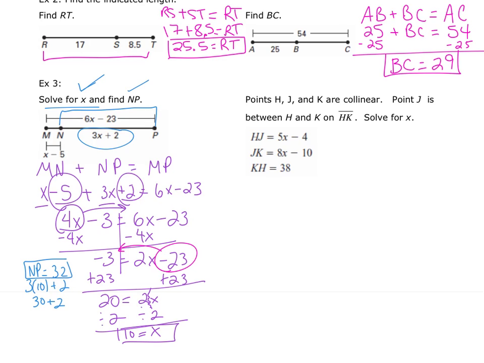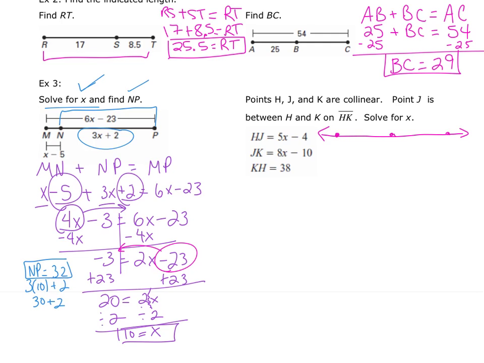And now we have both parts answered on our question. This next one is worded just a little bit differently, but you do the exact same thing. So points H, J, and K are collinear. They're just telling us that because there is no picture. So if there's never a picture, you always want to draw a picture yourself. So let's go ahead and draw a line.